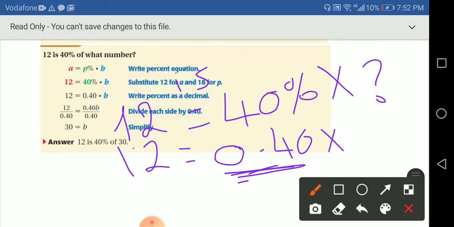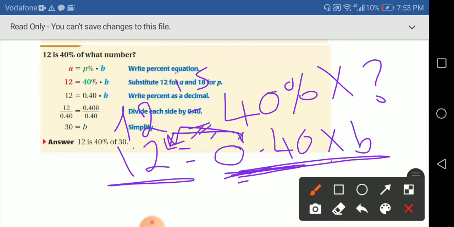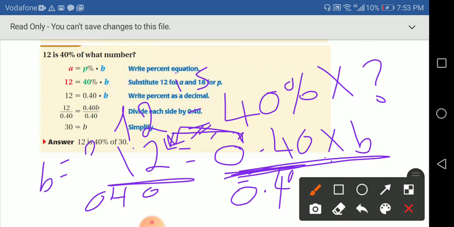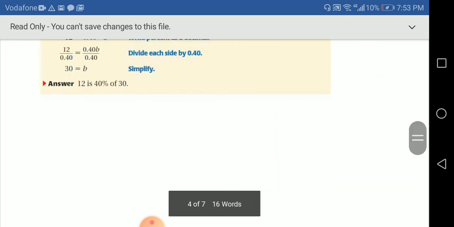Here, this is the required. Let it be B. So I will move the 0.40. We have here multiplication, so should we move it here? Of course not. I'm going to do the inverse. The inverse of the multiplication is dividing. I'm going to divide by the coefficient 0.40, and here 0.40. So B will be 30.